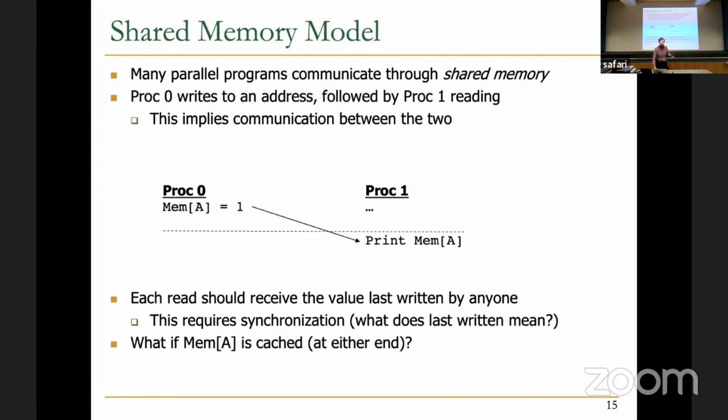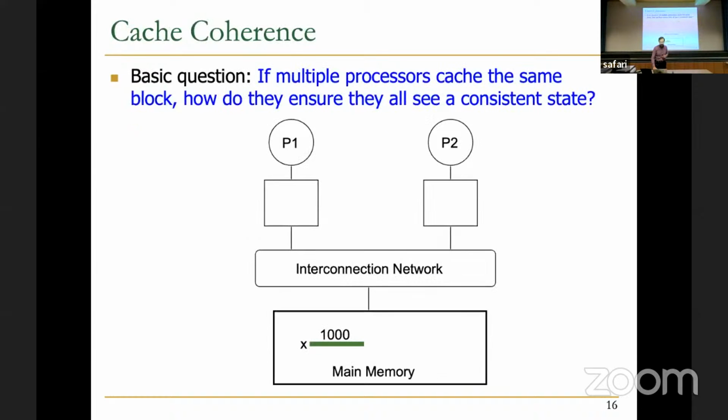But of course, caches complicate the problem, right? What if memory A is cached at either end? If this processor cached memory A and it has the value 0, it may print 0, right? But of course, that would be wrong, right? Given that the program is synchronized the way I mentioned, processor 1 should not print 0. It should really print 1. But caching complicates the issue, basically. So basically, the problem is with caching. If multiple processors cache the same block, how do they ensure that they all see a consistent or coherent state?